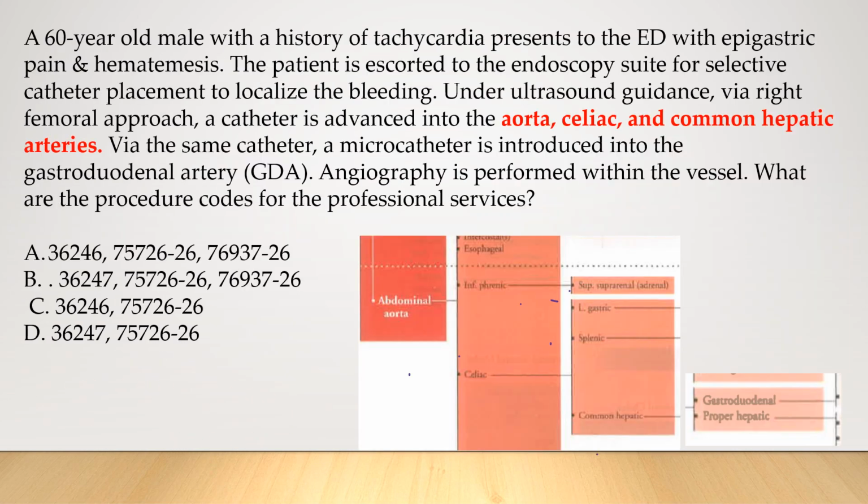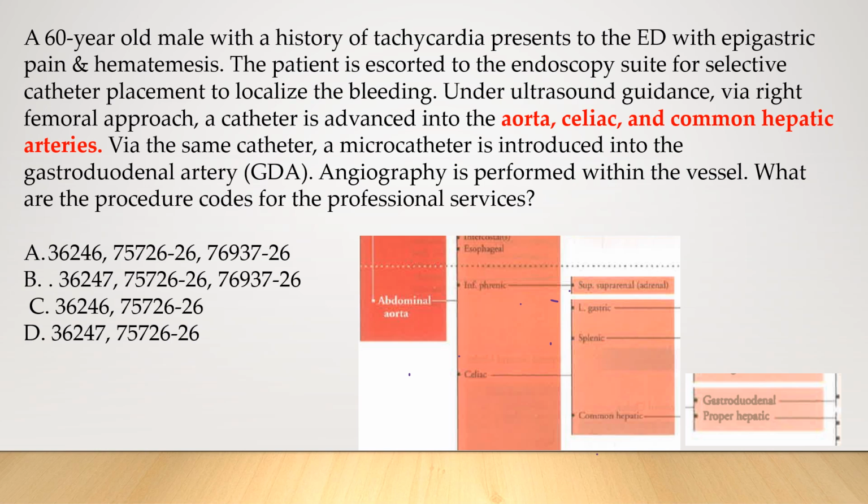So, a 60-year-old male with a history of tachycardia presents to the ED with epigastric pain and hematemesis. The patient is escorted to the endoscopy suite for the selective catheter placement to localize the bleeding. Under the ultrasound guidance via right femoral approach, the catheter is advanced into the aorta, then the celiac, and then the common hepatic arteries. Via the same catheter, a microcatheter is introduced into the gastroduodenal artery. So till here they have gone. Angiography is performed within the vessel. What are the procedure codes?